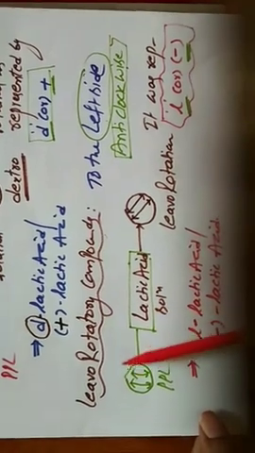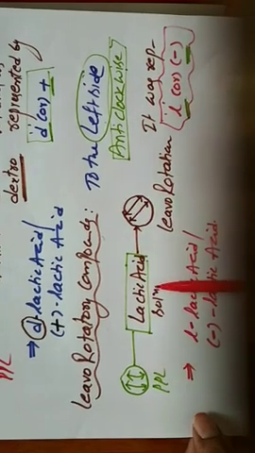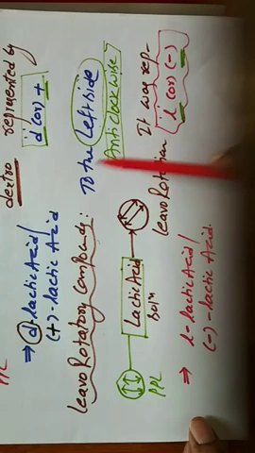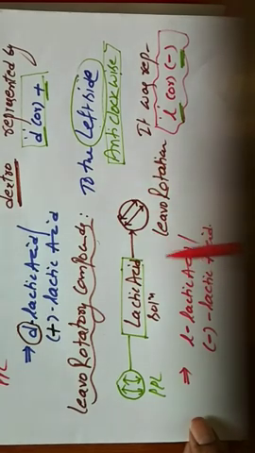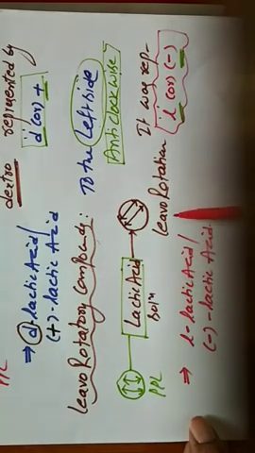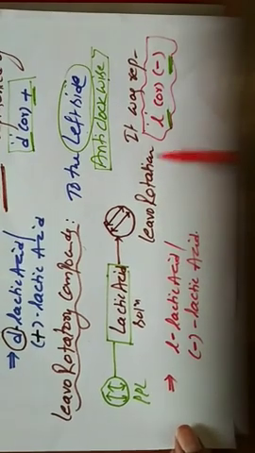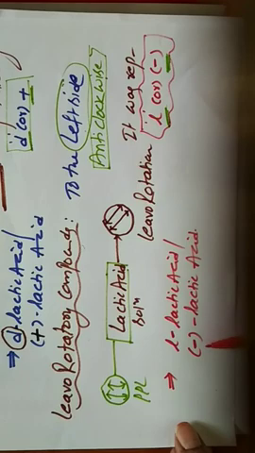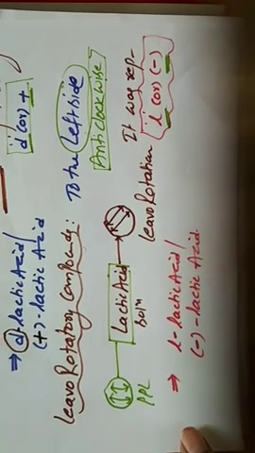Similarly, levorotatory compounds rotate to the left side, or anti-clockwise direction. Plane polarized light is passed through the lactic acid solution. If it rotates in the anti-clockwise direction, then we consider it levorotation. It is represented by small l or negative sign. That means L lactic acid or negative lactic acid. So generally we discussed this. So next one.